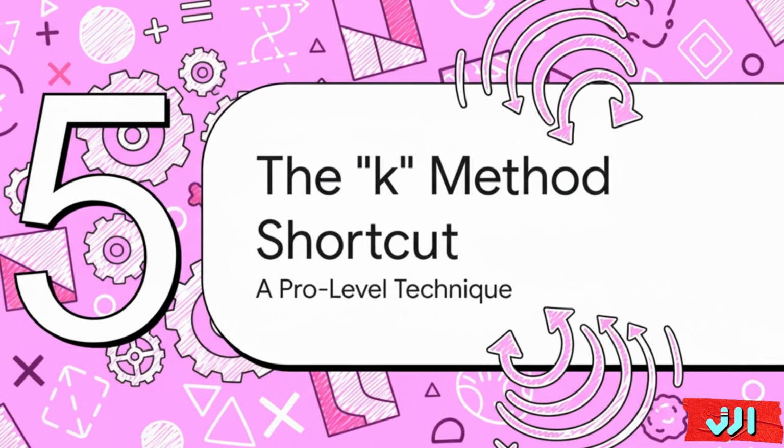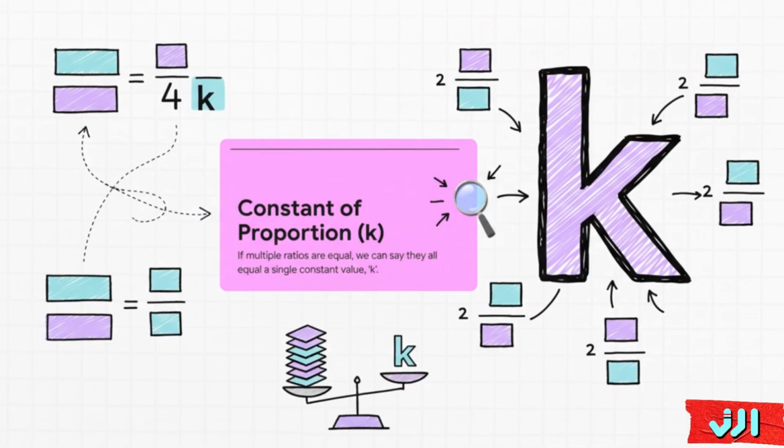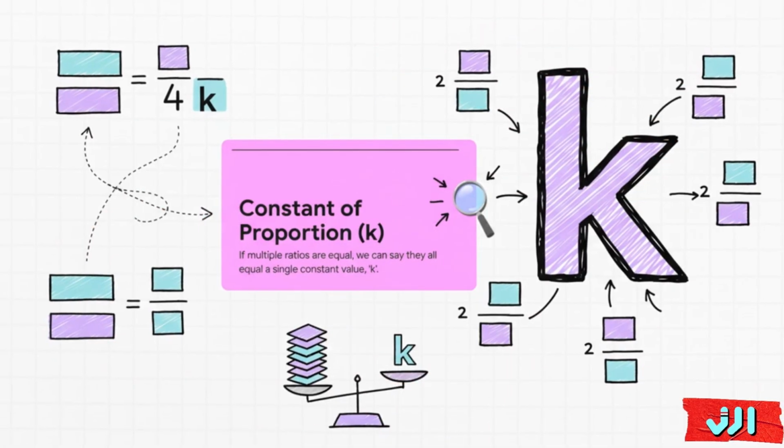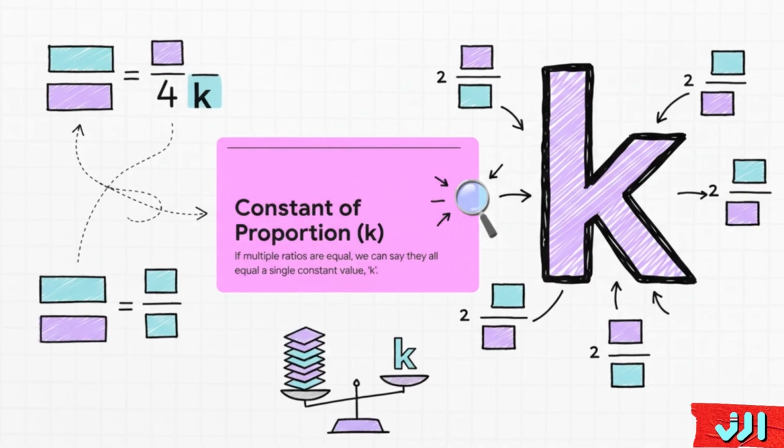All right, now it's time for a really elegant kind of pro-level technique. It's called the K method, and it is a fantastic shortcut for simplifying some of the trickier problems and proofs you might run into. The idea here is actually really simple. Think about it. If the fraction 1/2 is equal to the fraction 2/4, it's because they both simplify down to the exact same value, right? 0.5. The K method just gives a name to that shared value. We just call it K, our constant of proportion.